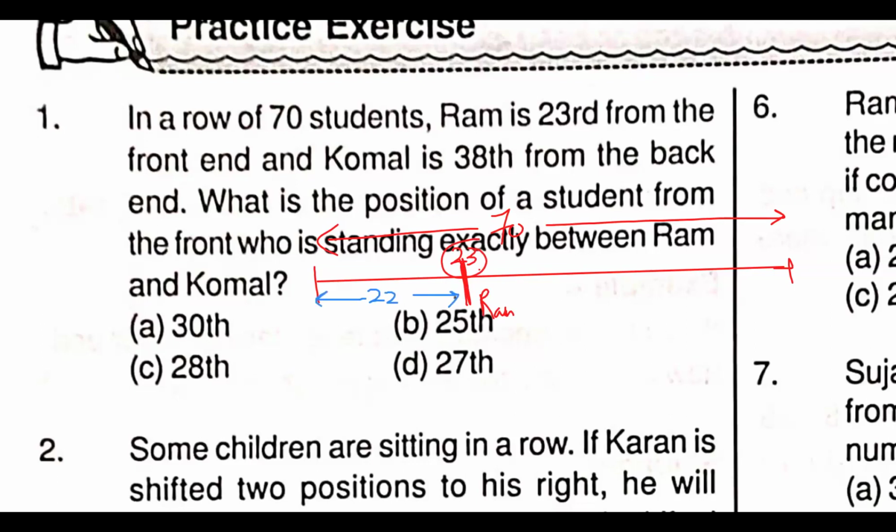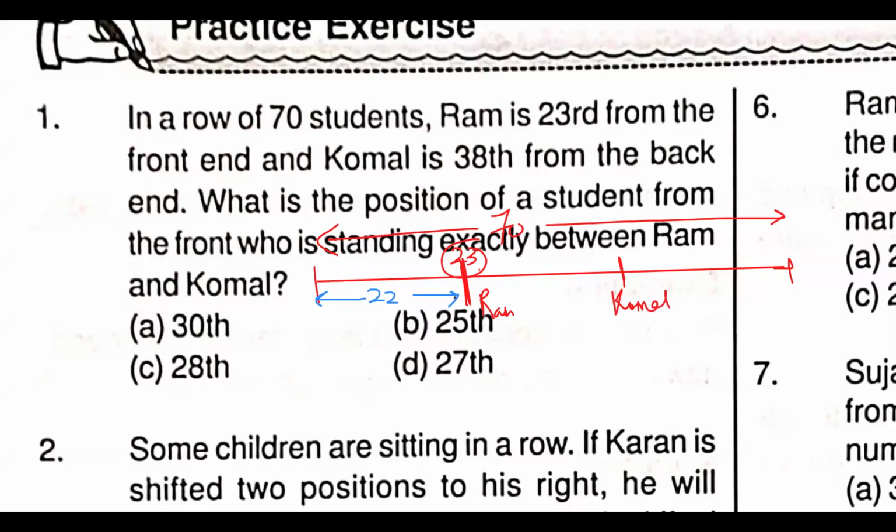22, yes, ma'am. Right? Because Ram is 23rd from the left, that means 22 people are sitting to the left of Ram. And what about Komal? Komal is 38 from the back end. So if we draw from the back end, this is Komal, we'll write it over here. And Komal is 38 from the back.